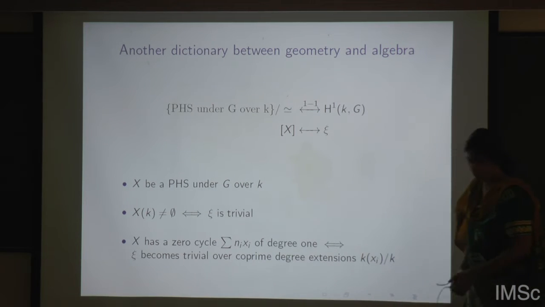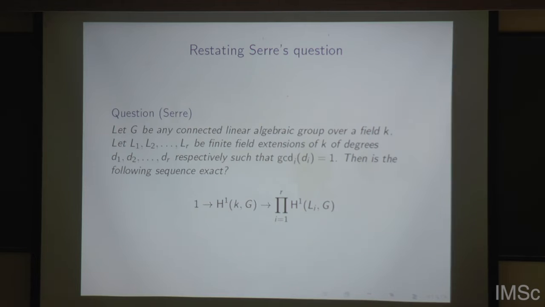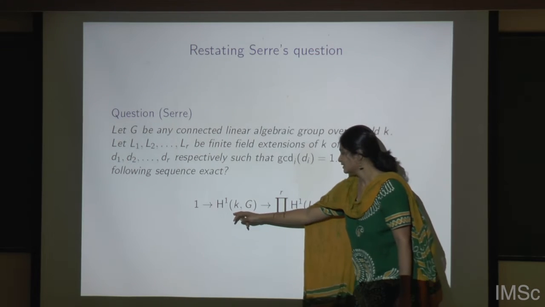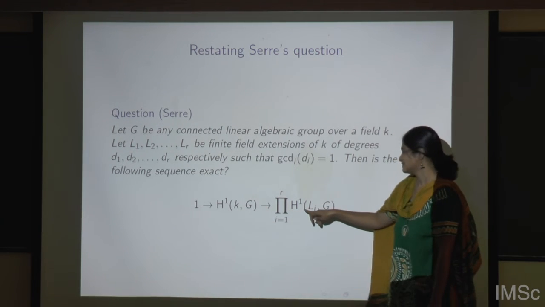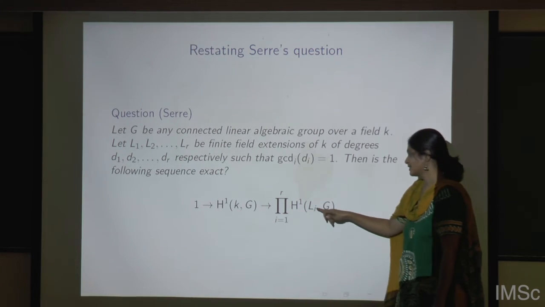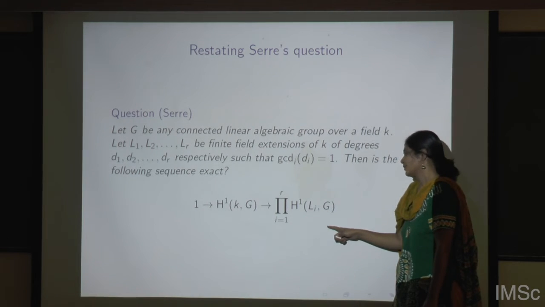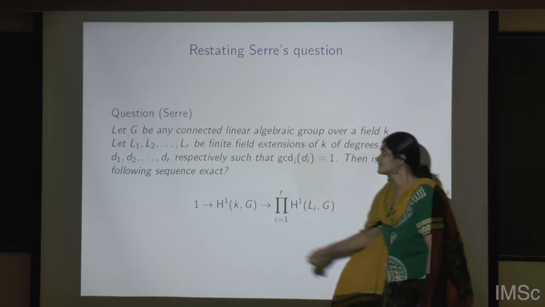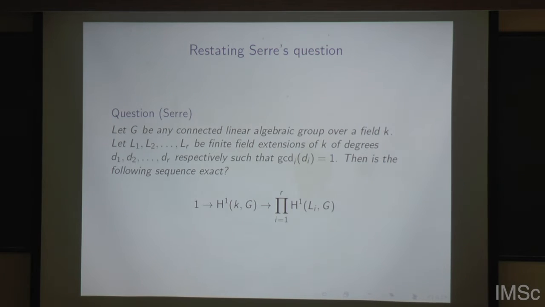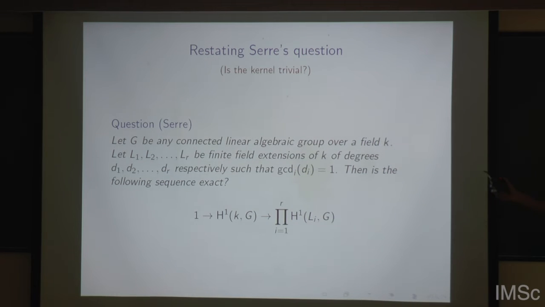So in algebraic language, what is the question? You've got a connected linear algebraic group, you've got a bunch of finite field extensions, all of them have some degrees, and the GCD is 1. And then you have this Galois cohomology exact sequence, H1 of K, G, which has a map to H1 of L_i, G. You have an element here, it becomes trivial in every one of these coordinates, so is it trivial to start with, right? So this becomes a question about kernels. So is the kernel trivial?